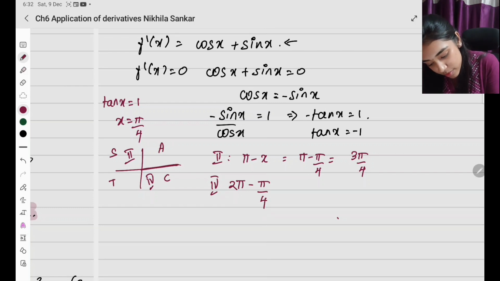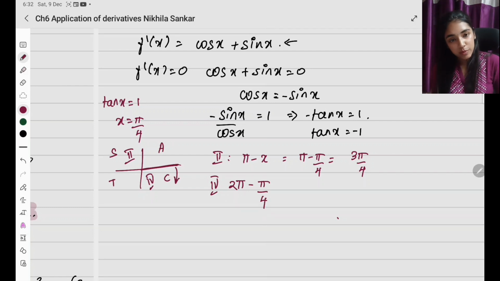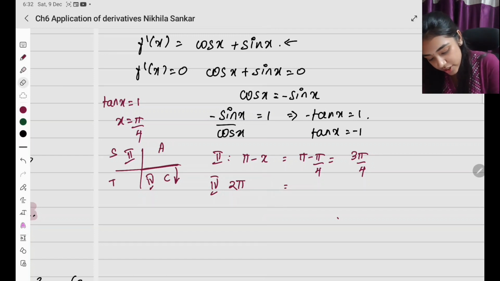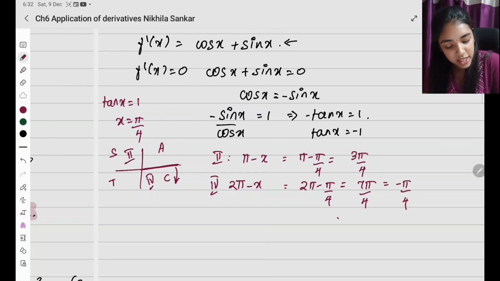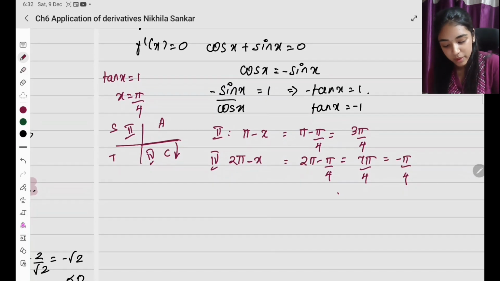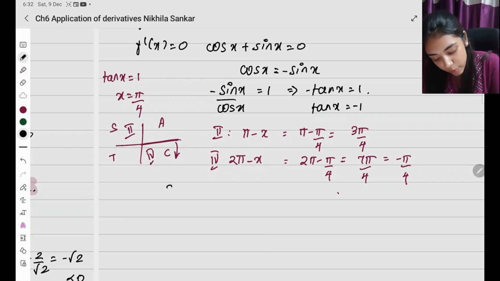So this line is going to be my 2 pi. So here it is going to be 2 pi minus pi by 4. I'll write the general way: 2 pi minus x, which is going to be 2 pi minus pi by 4, which is going to be 7 pi by 4, which you can also write as minus pi by 4. Okay, so here we can put 7 pi by 4. So what are my critical points? x equals 3 pi by 4 and 7 pi divided by 4.